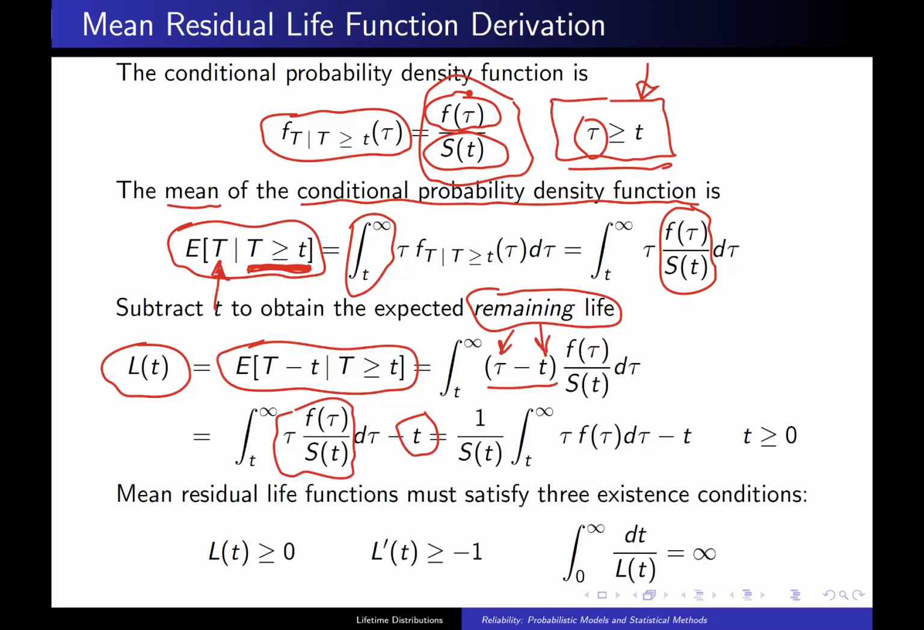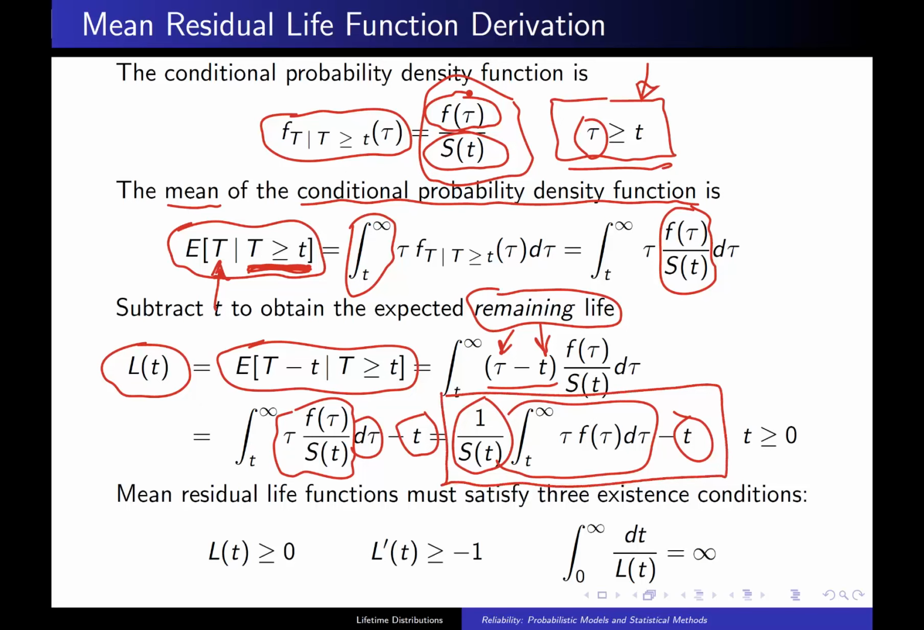One last thing, this integral is with respect to tau, and because of that, s of t is a constant, so that s of t can come out front here, 1 over s of t. Here is the integral, and finally minus t. So this entire equation right here is the way that you find the mean residual life function given the probability density function and the survivor function.